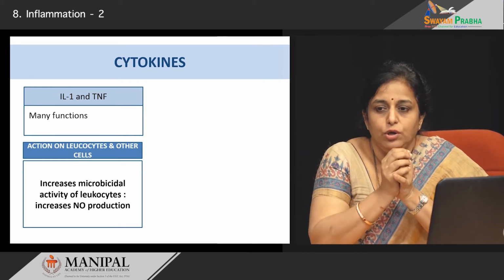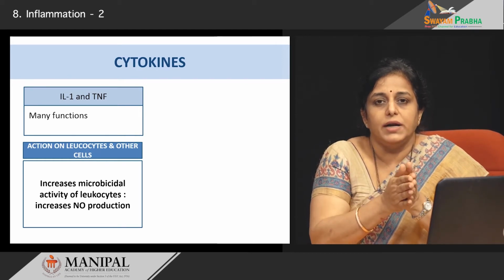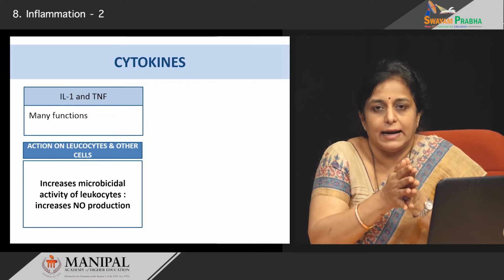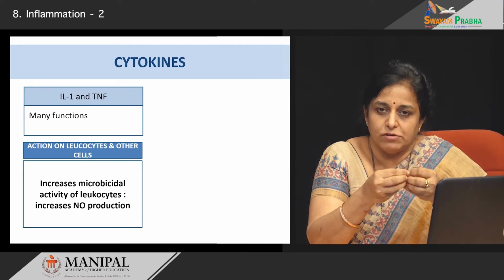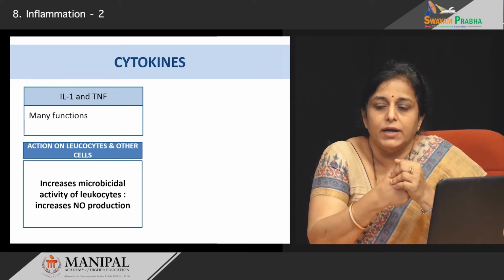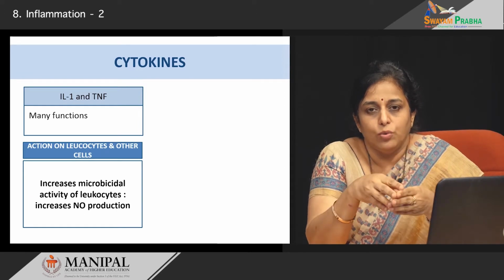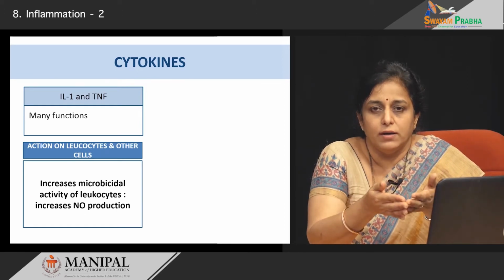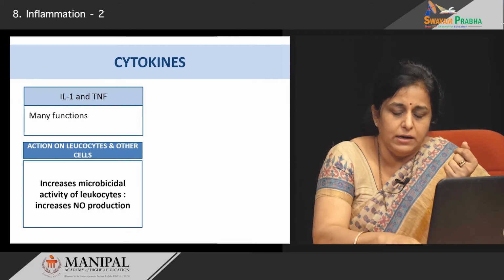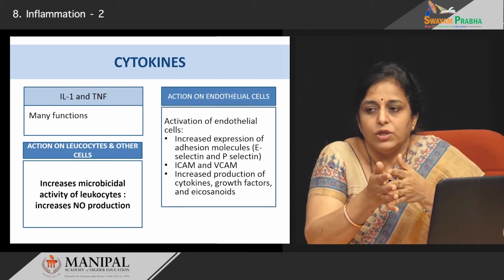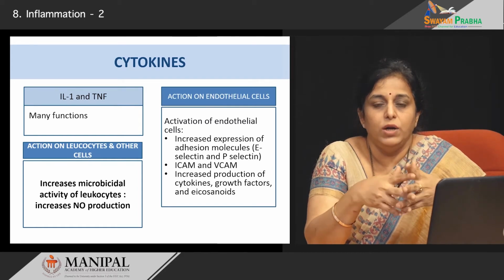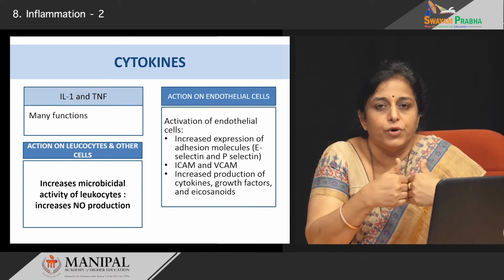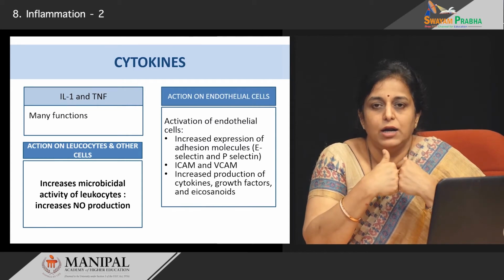So what are the effects on leukocytes? On the leukocytes, it increases the microbicidal activity of the leukocytes, also increased generation of nitric oxide, which we learnt is a potent antimicrobial agent. So the cytokines act on leukocytes, producing more NO or nitric oxide. They act on the endothelial cells to increase the expression of various adhesion molecules. We learned that these adhesion molecules were important in emigration of leukocytes to the tissue.